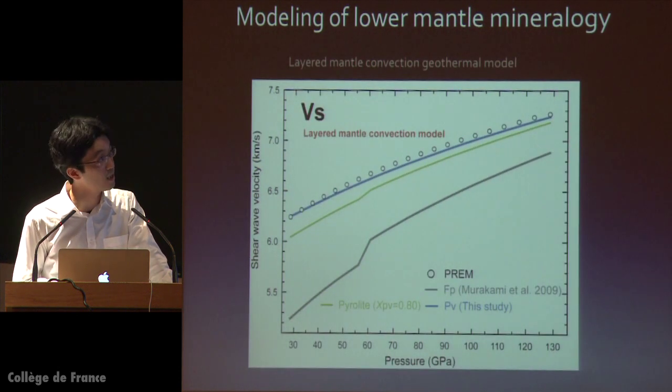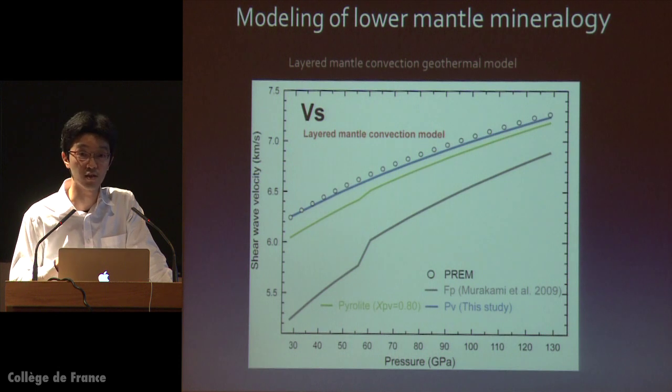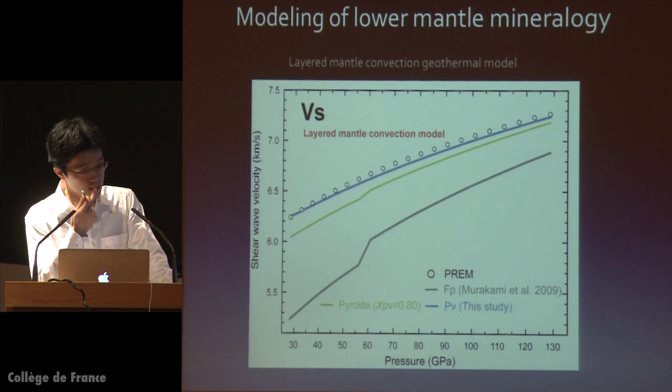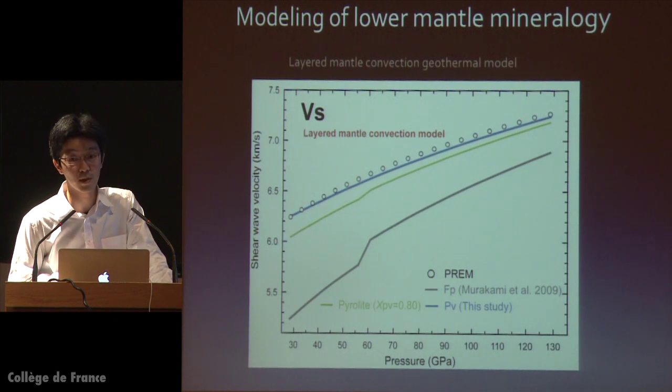Then we applied the layered geothermal model for the layered mantle convection and calculated the shear wave velocity in exactly the same way as the previous one. And we found that the shear wave velocity profile of the PREM can be best fitted only by the perovskite, as shown here.